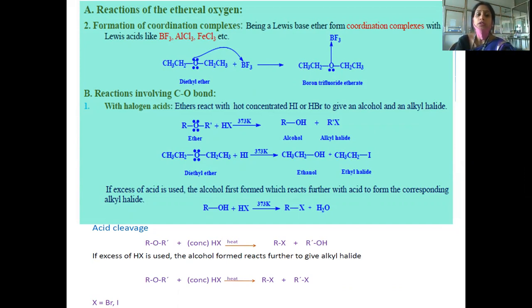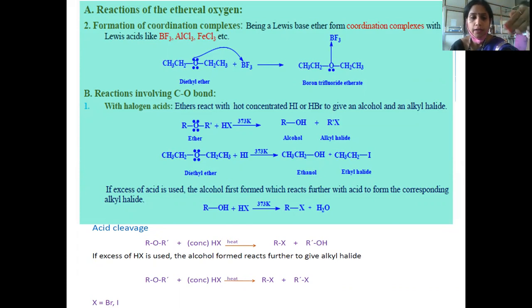Then there is a reaction where the ether group has C-O bond cleavage. So first is the reaction with halogen acid. The product is alcohol and alkyl halide. Now in this reaction, if we use excess of acid, then what happens? The alcohol which is formed further reacts with the acid to form the corresponding alkyl halide. Again, if you see the mechanism, the reaction is actually acid cleavage.